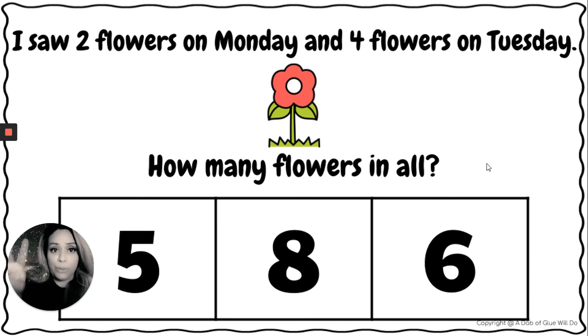I saw 2 flowers on Monday and 4 flowers on Tuesday. How many flowers in all? That's right, 6. 2 plus 4 equals 6. I want you to write it. Now let's break it apart. 6 equals 2 plus 4. Write it.